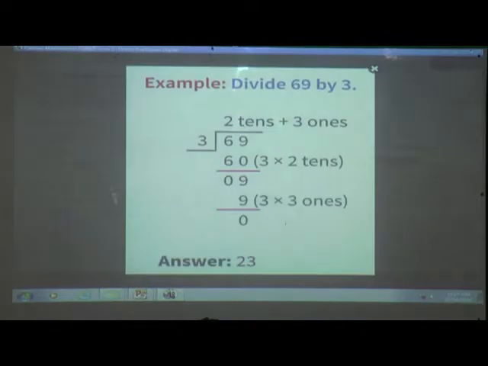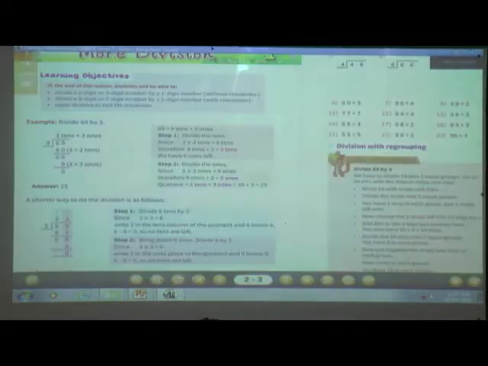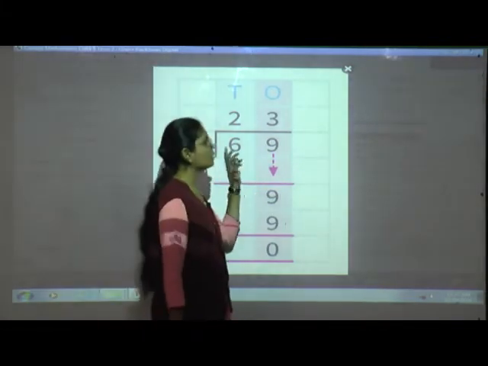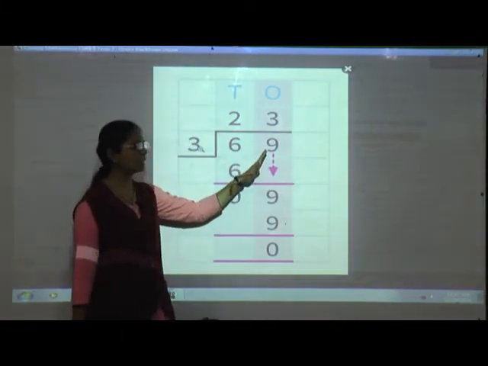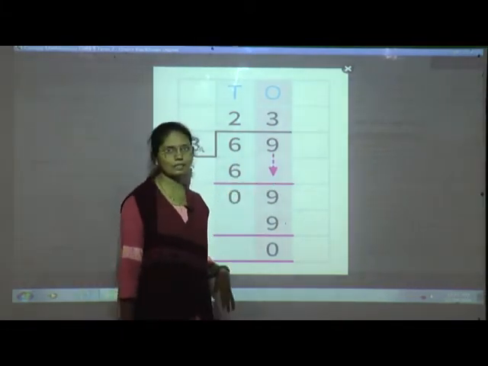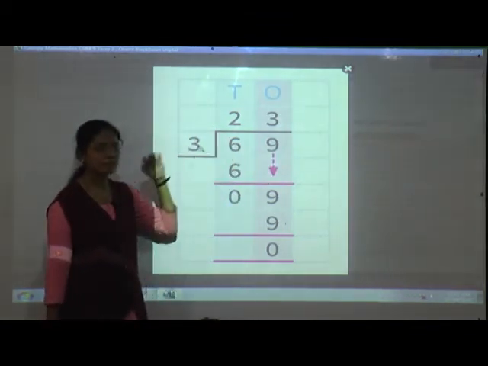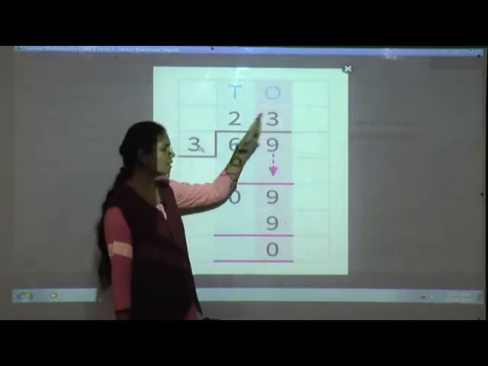So let us take one more example. See, the example is 69 divided by 3. Now see this number 69. In 69 how many tens are there and how many ones are there? Yes, in 69 there are 6 tens and 9 ones.